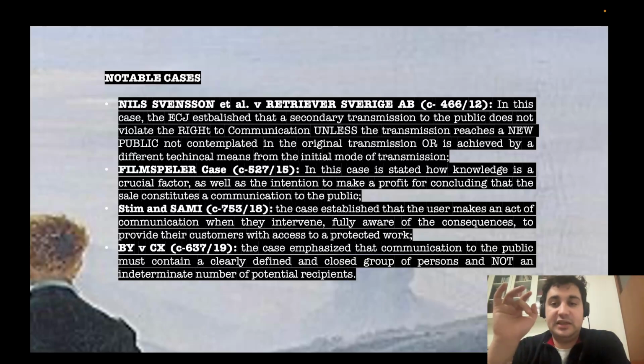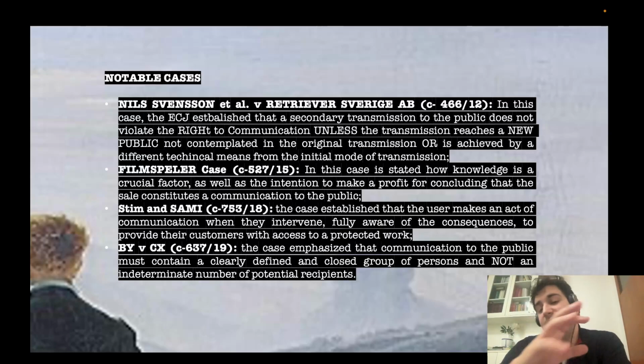which is C-466/12, in which the CJEU established that a secondary transmission to the public does not violate the right to communication unless the transmission reaches a new public that is not contemplated in the original transmission, or is achieved by a different technical means from the initial mode of transmission.